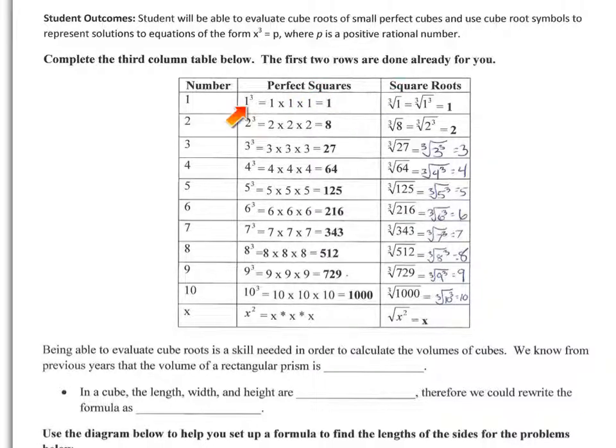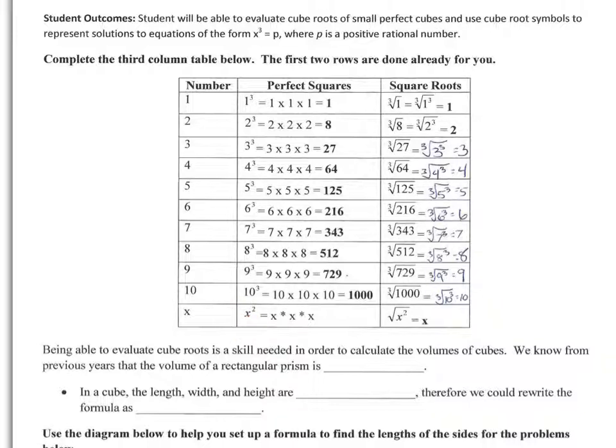So 1 cubed just means 1 times 1 times 1 equals 1. 2 cubed is 2 times 2 times 2, which equals 8. 3, it's to the third power, but we call it cubed, just like we call the second power squared. So 3 cubed is 3 times 3 times 3, which is 27. And the process repeats. 4 cubed is 64, 5 cubed is 125, 6 cubed is 216, 7 cubed is 343, 8 cubed is 512, 9 cubed is 729, 10 cubed is 1,000, and this should say x cubed.